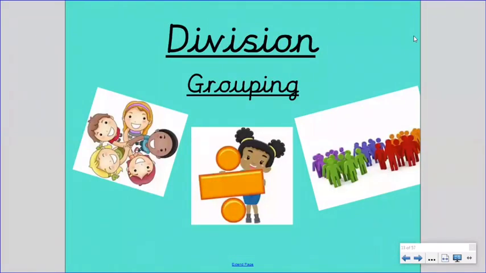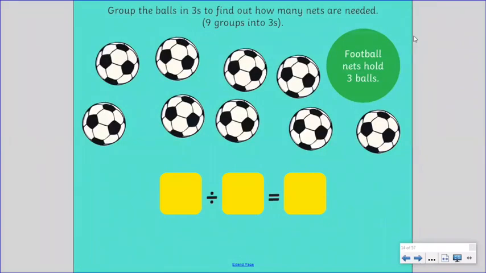Okay, now it's time to have a look at division by grouping. So here is our first question. It says, group the balls in 3s to find out how many nets are needed. Each football net holds 3 balls. Okay, so first of all, let's create our number sentence.